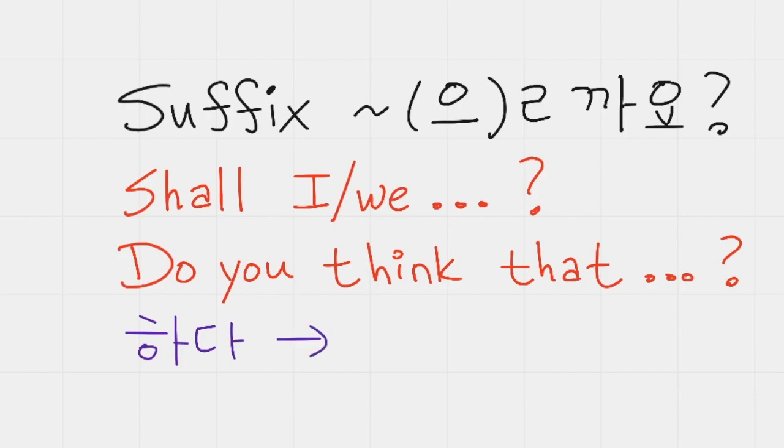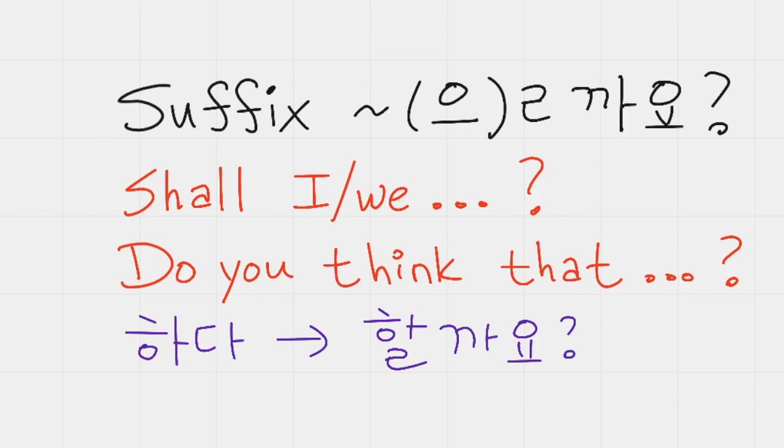Using the stem 하, all you're going to do is add 리을 on the stem and then 까요, 할까요, shall we do, shall I do.